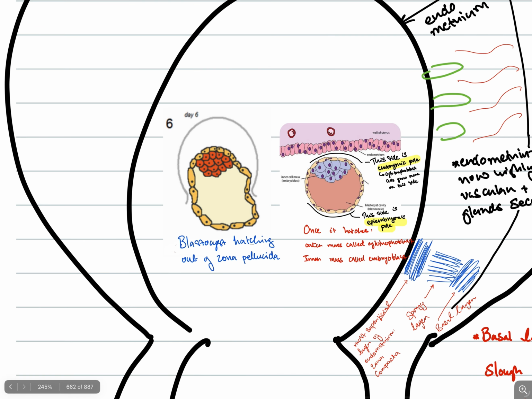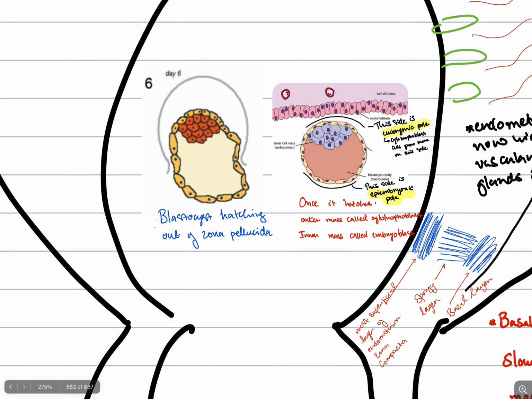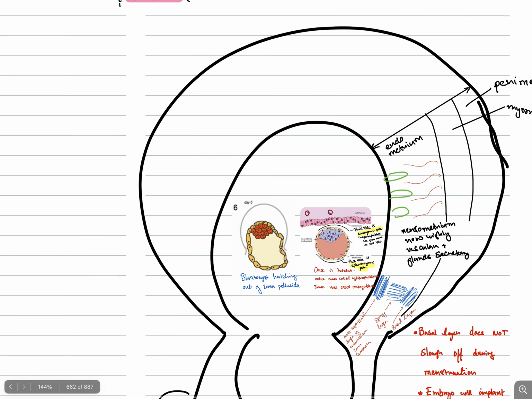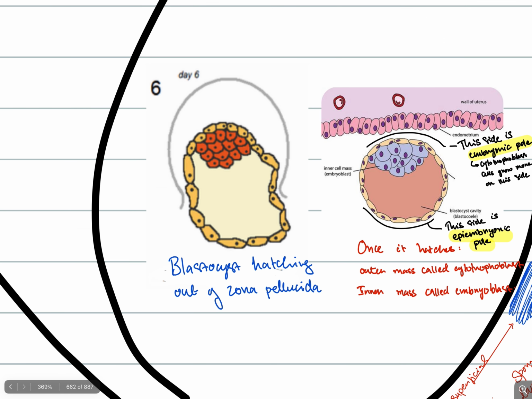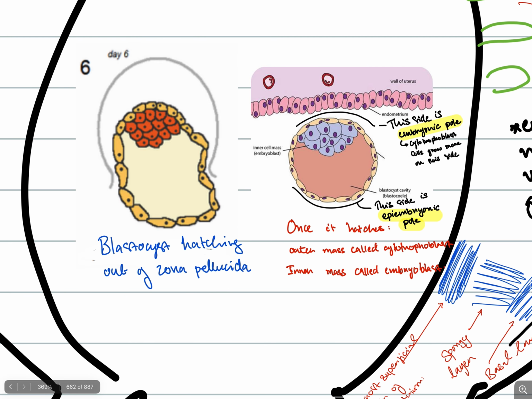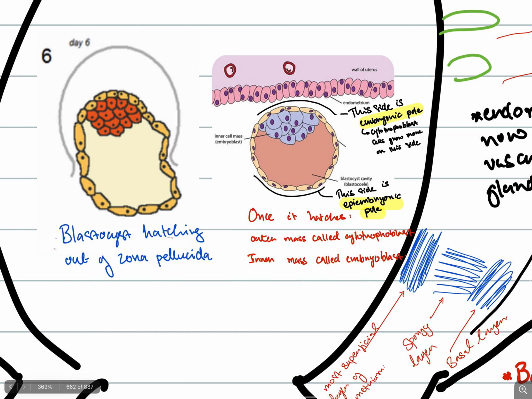So as we move forward, what will happen is this blastocyst. So basically the morula will, as it becomes bigger, start forming a fluid-filled cavity called a blastocele, and then the inner cell mass will sort of accumulate on one of the sides, and here still you have the outer cell mass. And what will happen is this blastocyst will hatch out of the zona pellucida, and this happens on day 6.